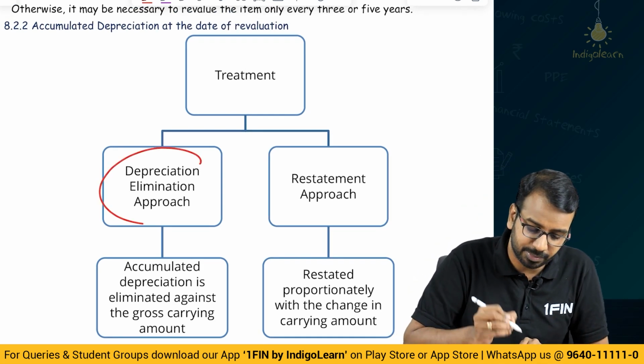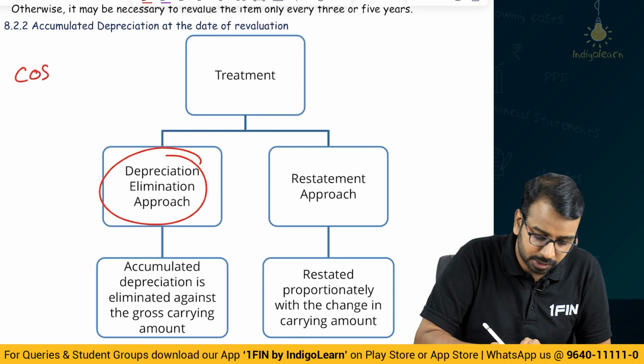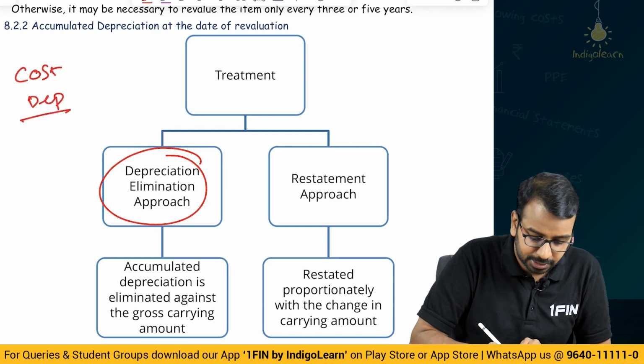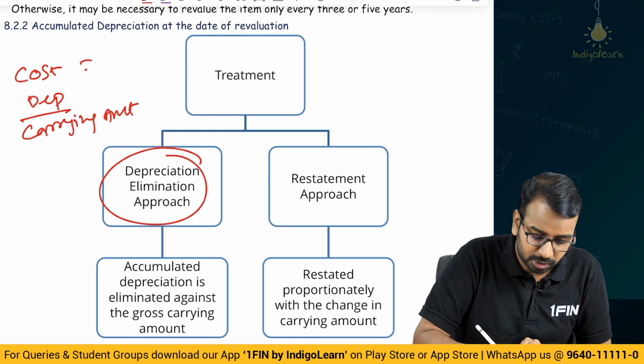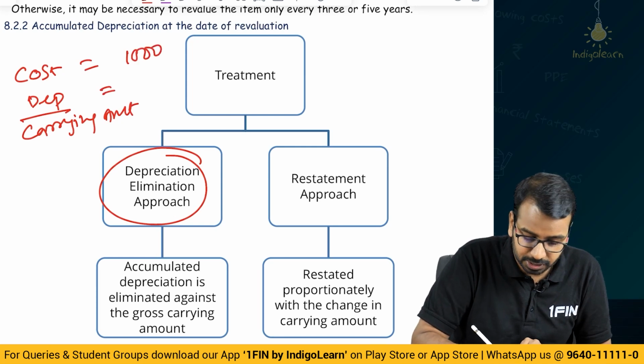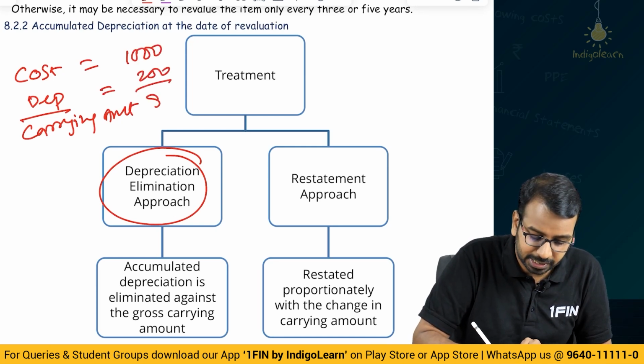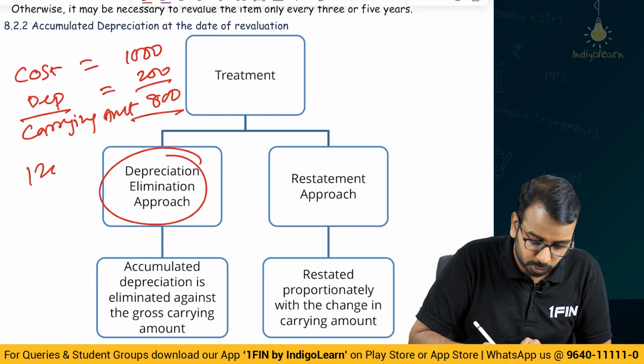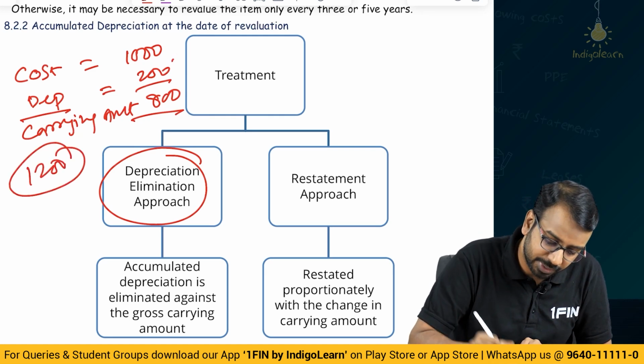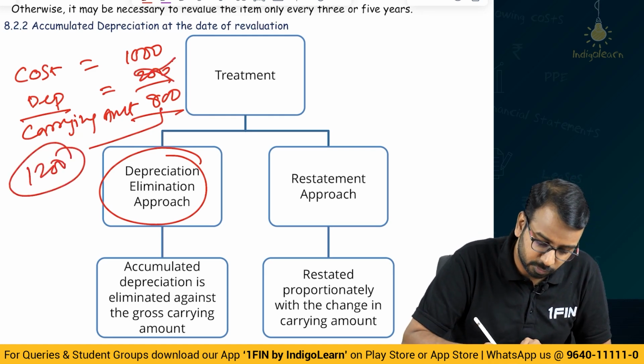One is the depreciation elimination approach. Basically you will take the cost, depreciation, carrying amount. Let us say cost is 1000, depreciation is 200, carrying amount is 800. Now we have revalued to 1200. Then what you will do? You will eliminate this depreciation and from 800 you will move it to 1200.